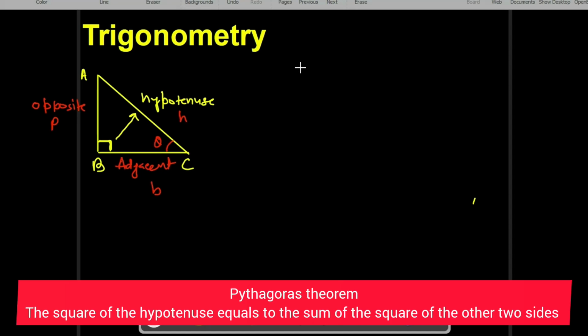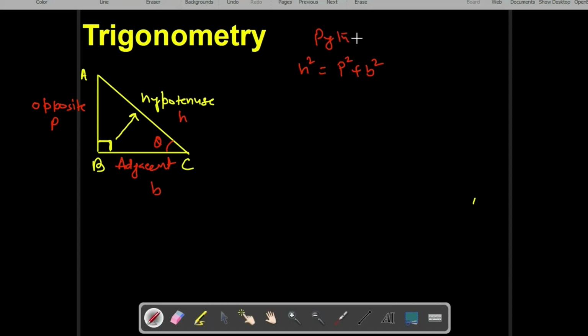Then according to the Pythagoras theorem, we can write that the square of the hypotenuse is equal to the sum of the squares of the other two sides. We already have another session where I uploaded the video, you can go and check it for the Pythagoras theorem. So in a right angle triangle, the square of the hypotenuse is always equal to the sum of the squares of the other two sides.